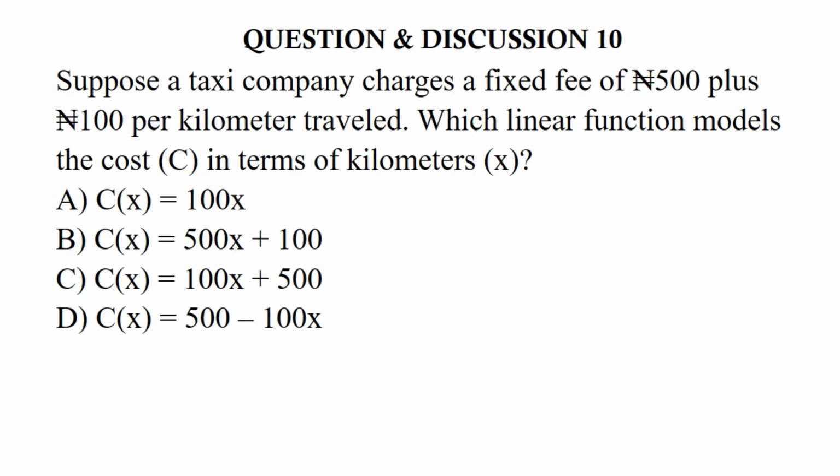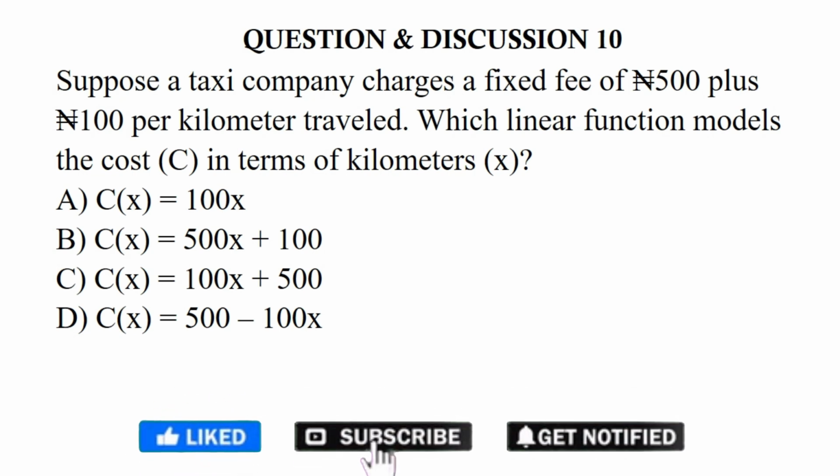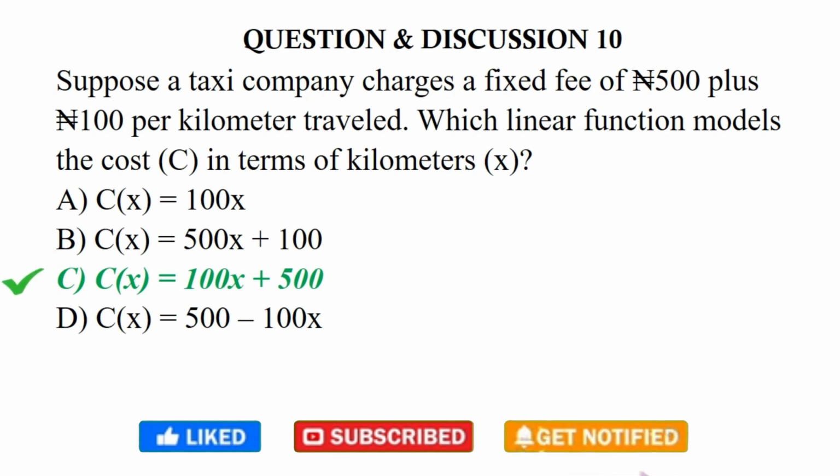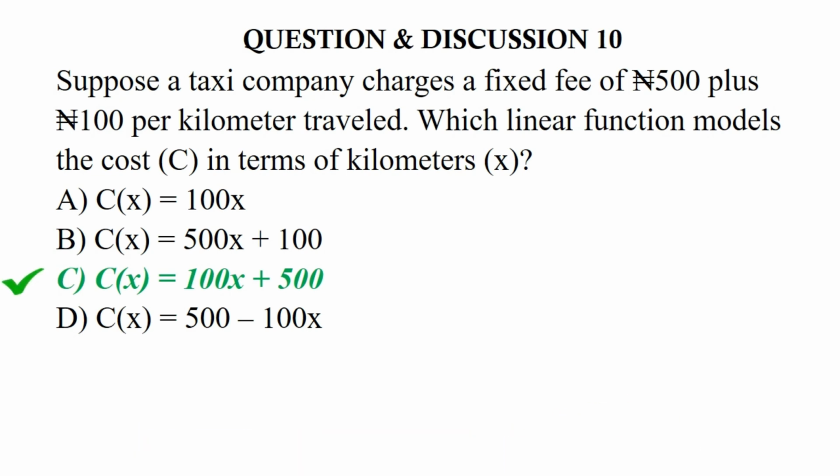A linear function is suitable because the cost increases at a constant rate per kilometer. The slope of the function represents the 100 per kilometer, while the y-intercept represents the starting 500. By combining these, the cost function shows both the base fee and the distance-based charge.